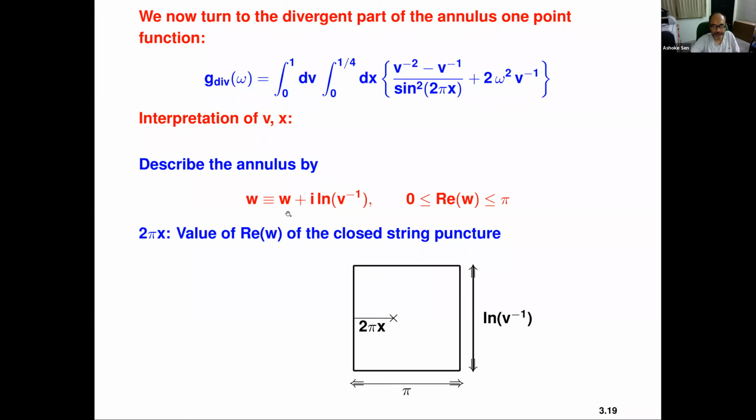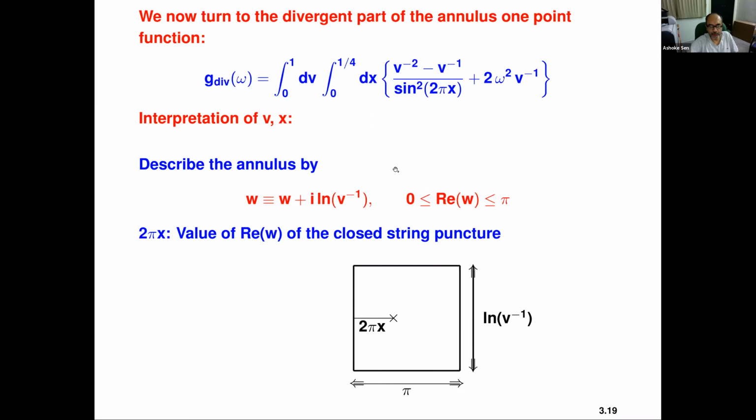The annulus we define, say, in the W plane. Maybe W is an unfortunate notation, because W you have been using for local coordinates. But just locally think of W as a coordinate on the annulus. So you identify W with W plus i log V inverse. So there is a periodic identification. You identify this line over here with this line over here, so that we have a cylinder that's topologically the same as an annulus. And this width we normalize so that this width is pi. So real W runs between 0 and pi. There's no identification on this side. The identification is between the upper and lower end.